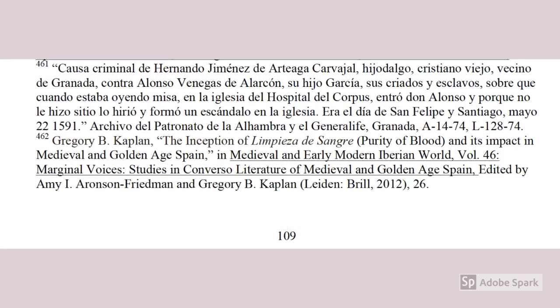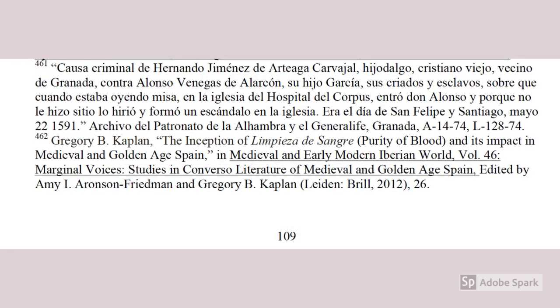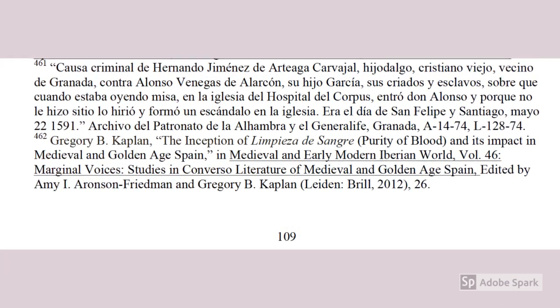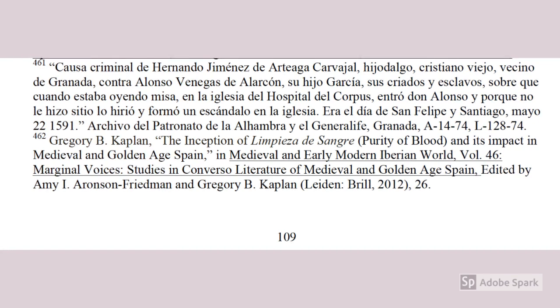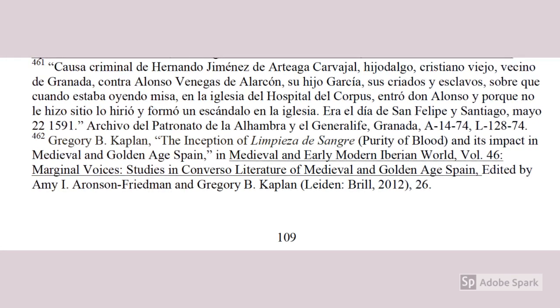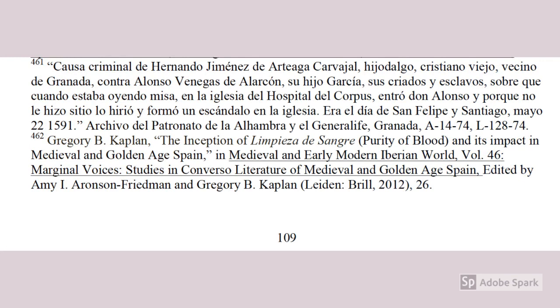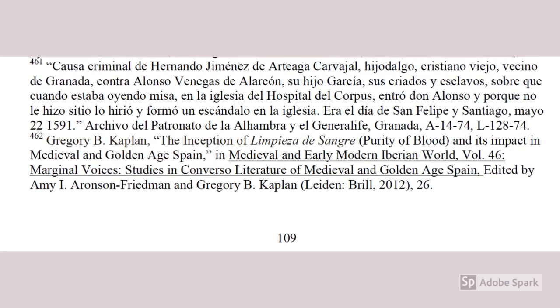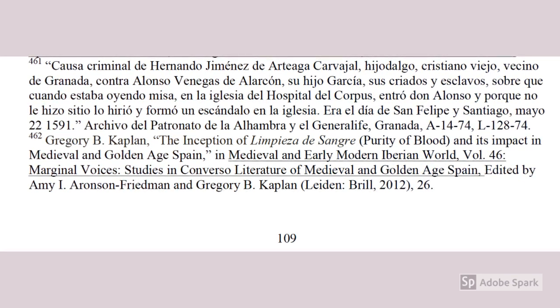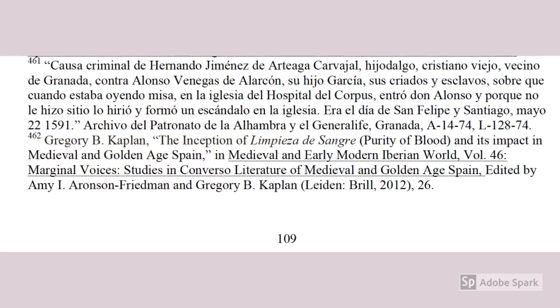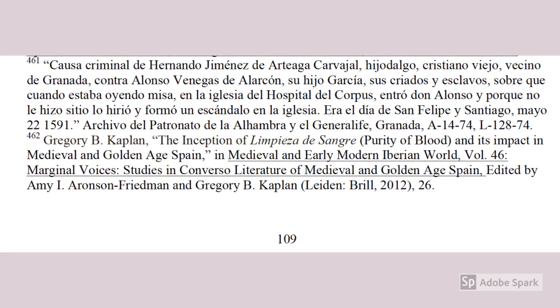In addition to including a bibliography at the end of your paper, you will need to cite sources throughout your paper using footnotes. Here are footnotes 461 and 462 from something that I have written. You can see that one source is an archival document and the other is a published source. This is also using Chicago Manual of Style.